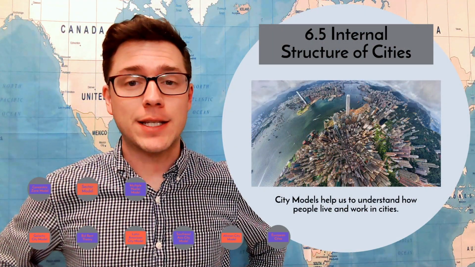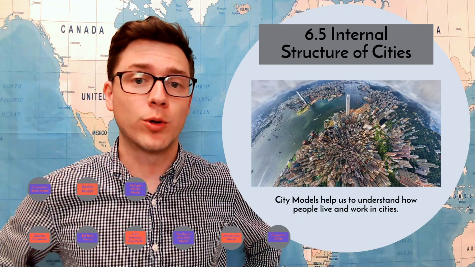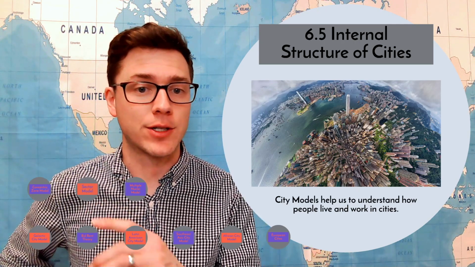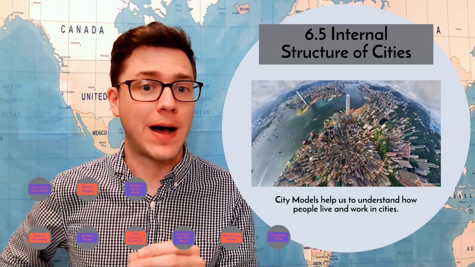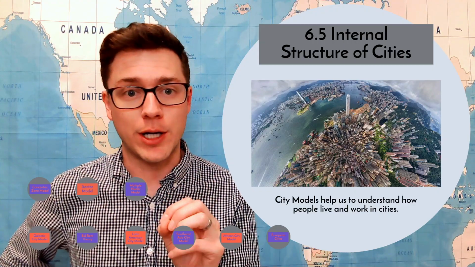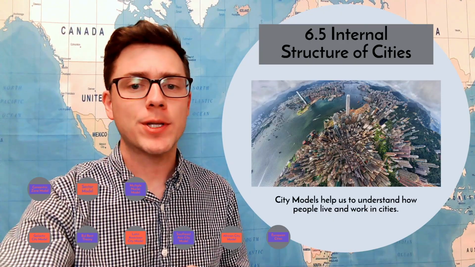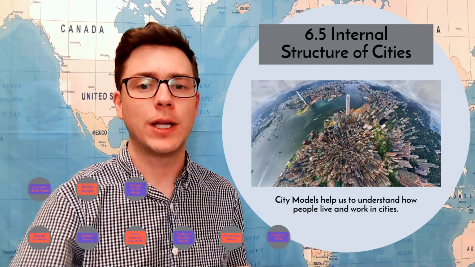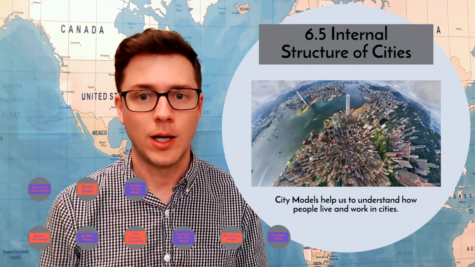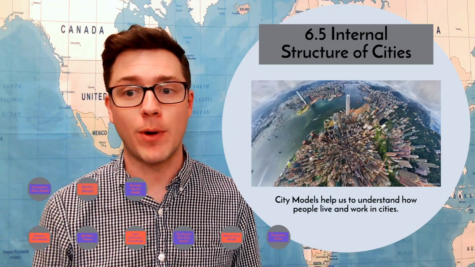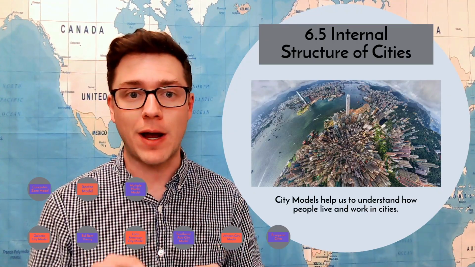In better understanding cities, we're going to get into the internal structure of cities today, as our topic 6.5 gets into during urban geography. So city models help us understand how people live and work in cities. We're going to look at a bunch of different city models today to look at the structure of how cities are organized.